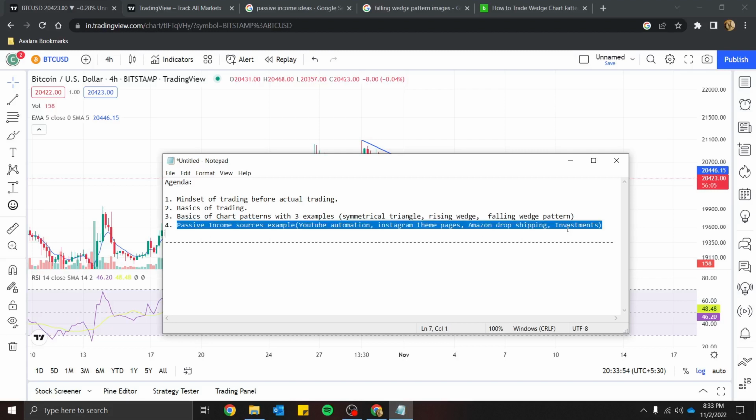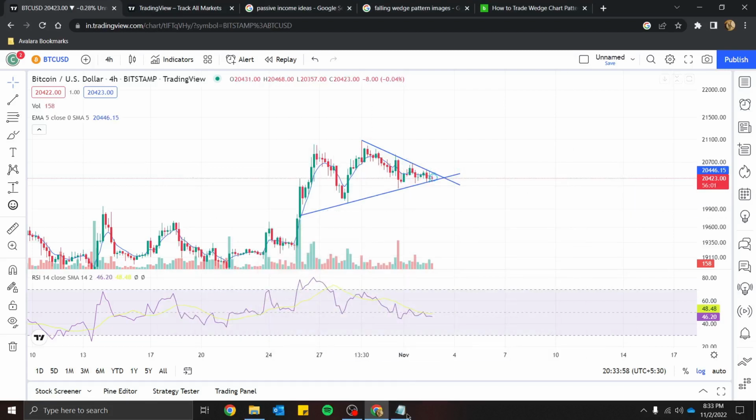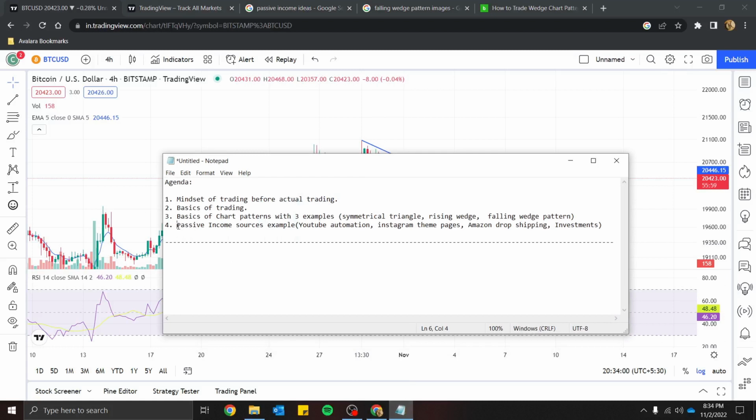So coming to the fourth part: passive income sources. Before starting this fourth part, I would like to first ask if you are aware of what passive income is. Before having these kinds of discussions with you guys, I would like to first make it very clear that passive income does not mean get rich quickly without doing work.